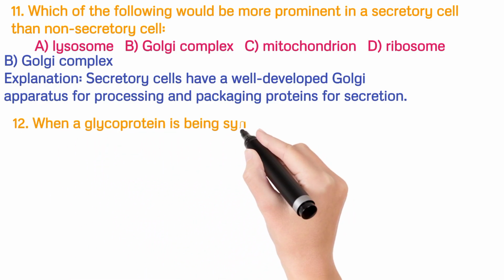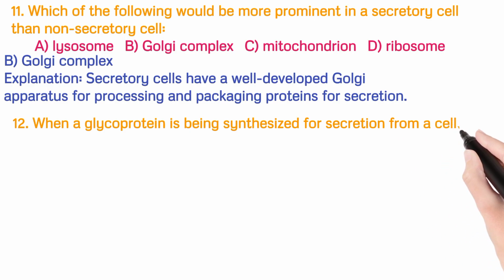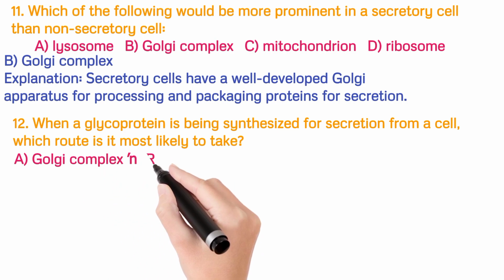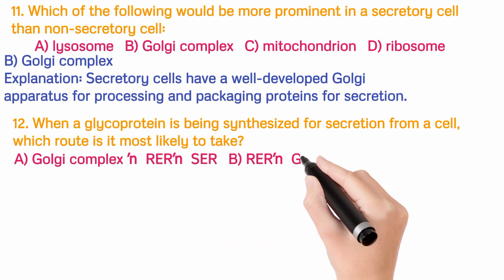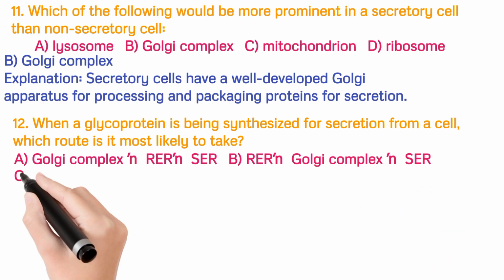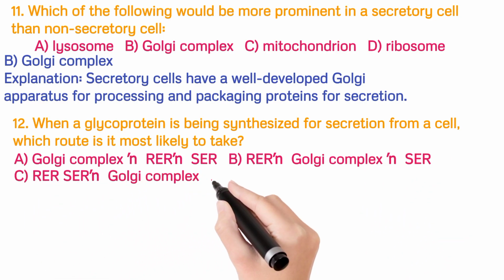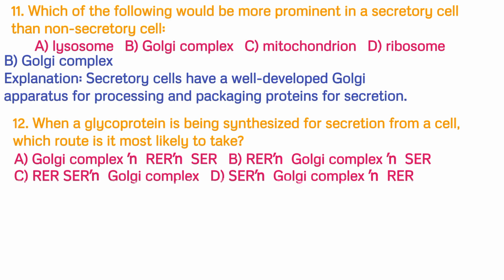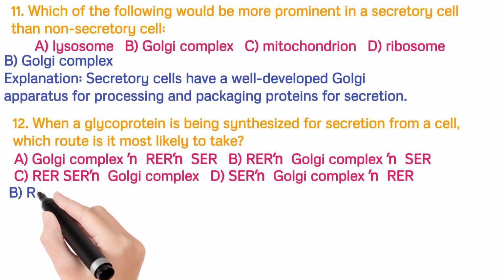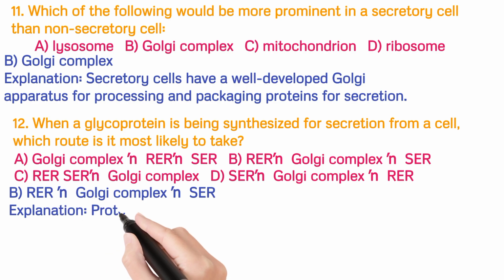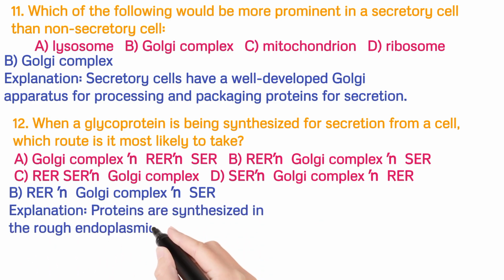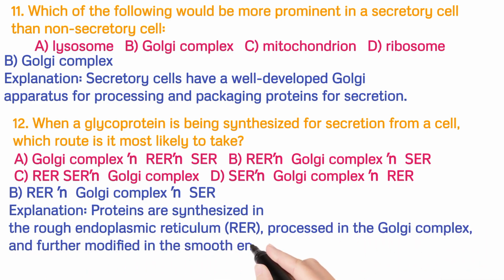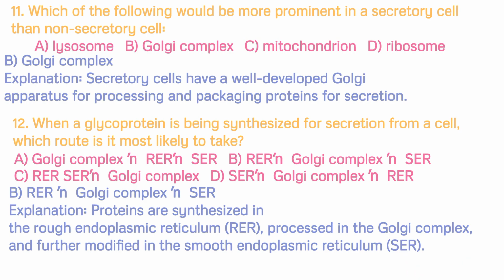12. When a glycoprotein is being synthesized for secretion from a cell, which route is it most likely to take? A. Golgi complex, RER, SER. B. RER, Golgi complex, SER. C. RER, SER, Golgi complex. D. SER, Golgi complex, RER. And the correct answer is B. RER, Golgi complex, SER. Explanation: proteins are synthesized in the rough endoplasmic reticulum, processed in the Golgi complex, and further modified in the smooth endoplasmic reticulum.